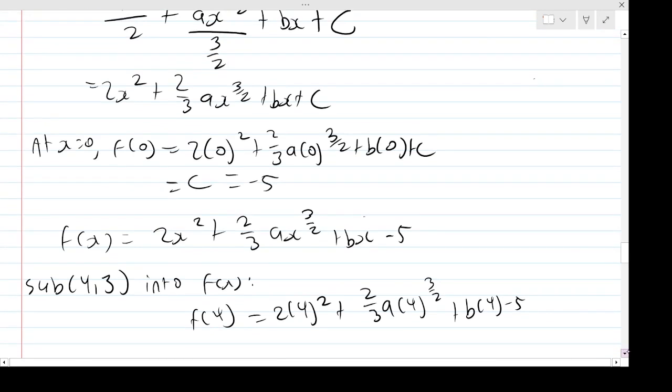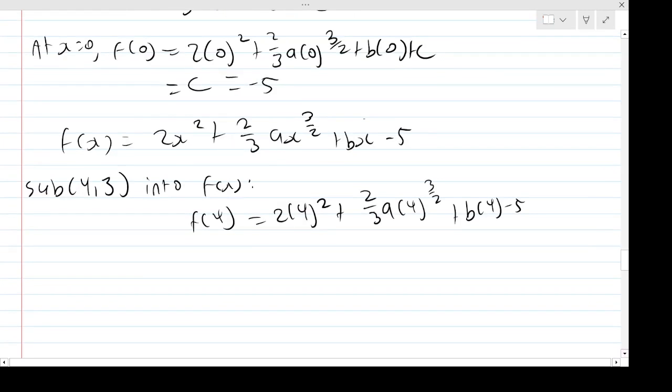So if I simplify these brackets, 2 lots of 4 squared is 32. And 2/3 times 4 to the 3 over 2 gets me 16 over 3, so 16 over 3 a here. Then we have 4b minus 5.